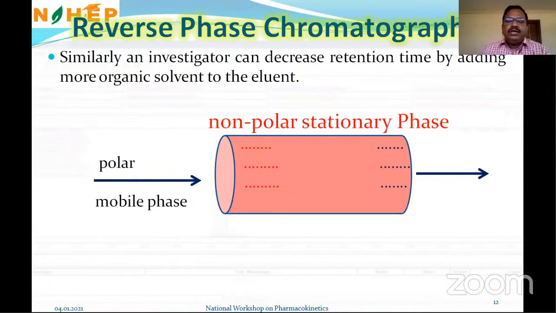So here is the diagram. The stationary phase is non-polar, whereas the mobile phase is polar. So all non-polar substances are retained, whereas polar substances move fast. In such a way the separation occurs. Similarly, we can decrease the retention time by adding more organic solvent to the mobile phase.